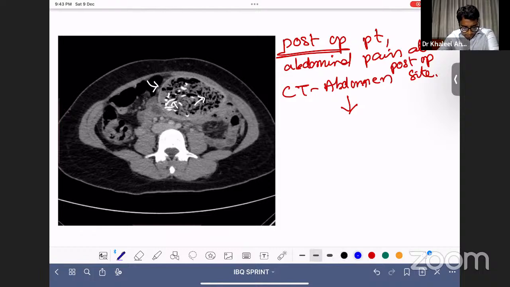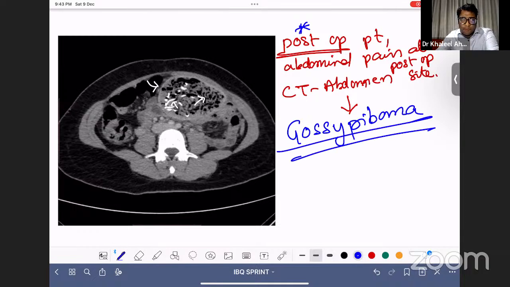What do you call that? Some kind of fibrosis, okay. Exactly what is that name called? This is a cotton swab that is left behind at the post-operative time. So you see that heterogeneous air, linear calcifications. When you see an intraperitoneal collection having heterogeneous opacities and some linear calcifications within, what do you call that? Gossypiboma, right? So this is gossypiboma.